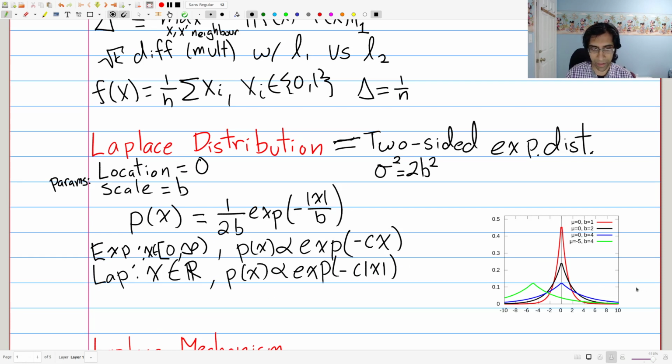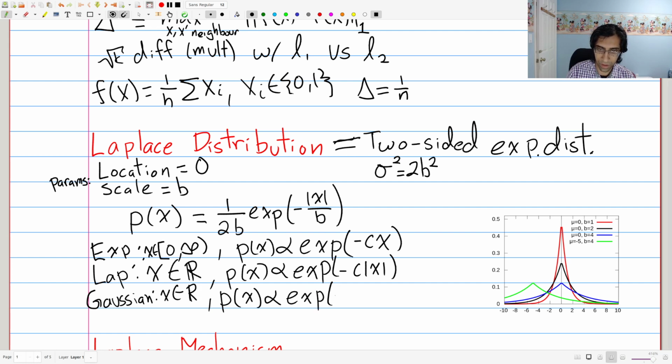Yeah, you just mirror it over the y-axis. As a final comparison, let me also mention another distribution you might be familiar with, which is the Gaussian. This is similar to the Laplace in the sense that it's supported over the entire real line. The difference here is that the PDF is proportional to exp of minus c times x squared, where again c is some constant.